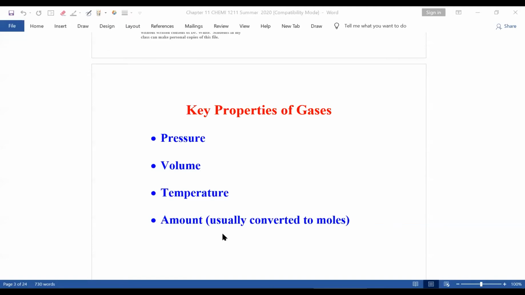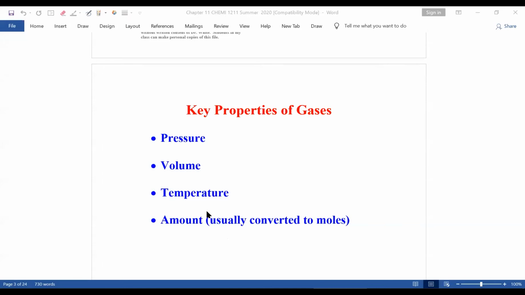All right, we're talking about gases. And when we talk about gases, there are key properties of gases you can measure. One is the pressure, the other is volume, how much there is. You can measure the temperature, and you can measure the amount. How much does that gas weigh? And usually when you have an amount of gas, remember gas is just a molecule, and there you can go from grams to moles. And those are key properties.